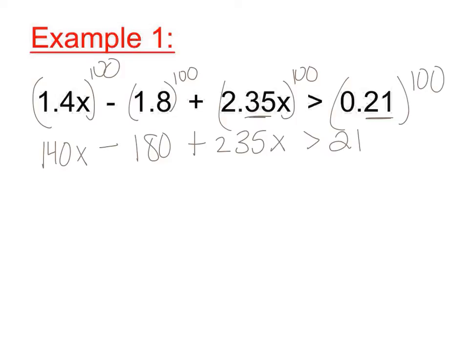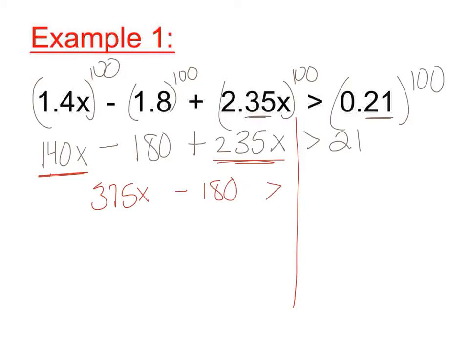Now, as we get ready to solve this inequality, we've got to notice something important here. We have 140x and 235x all on the same side of the inequality. That means we just simply combine them. We combine positive 140x and 235x to get 375x minus 180 is greater than 21.